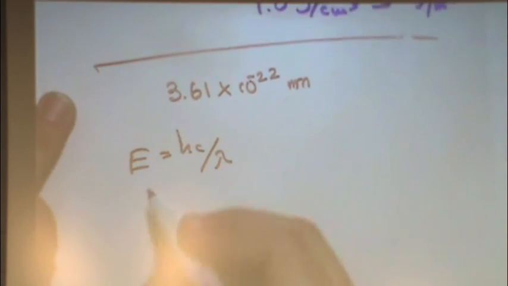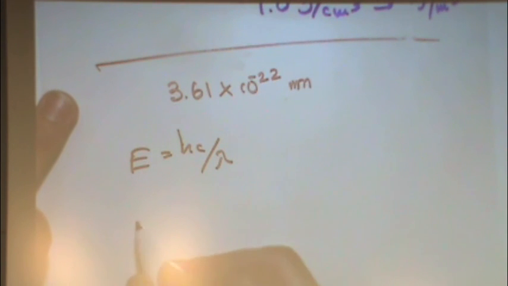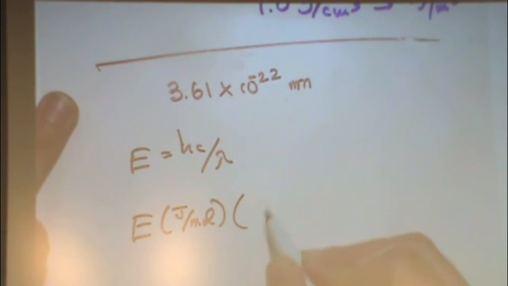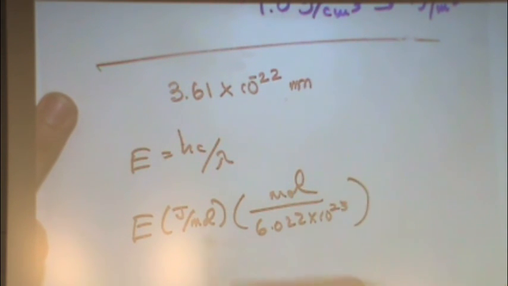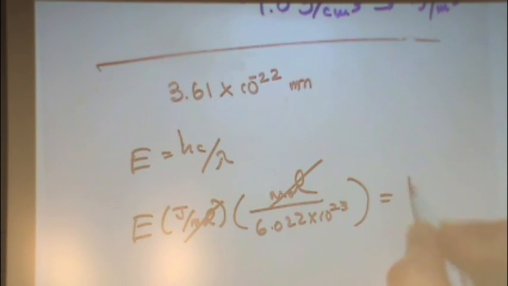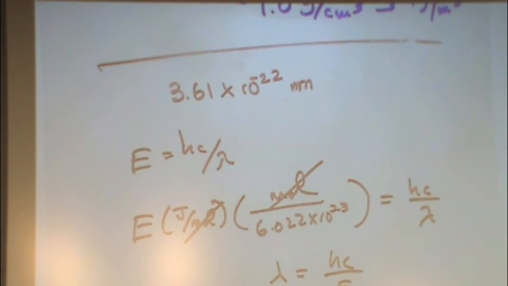Just for clarification, remember, this is per mole. So E is joules, let's just say joules per mole. So if you take Avogadro's number, 6.022 times 10 to the 23rd, see how the moles will now cancel? You're dividing here, but you were working on the other side of the equation at that point, so I ended up multiplying. Or basically move this over to the other side and it'll be a multiplication. Lambda equals hc over E, and you're dividing by E or multiplying by.